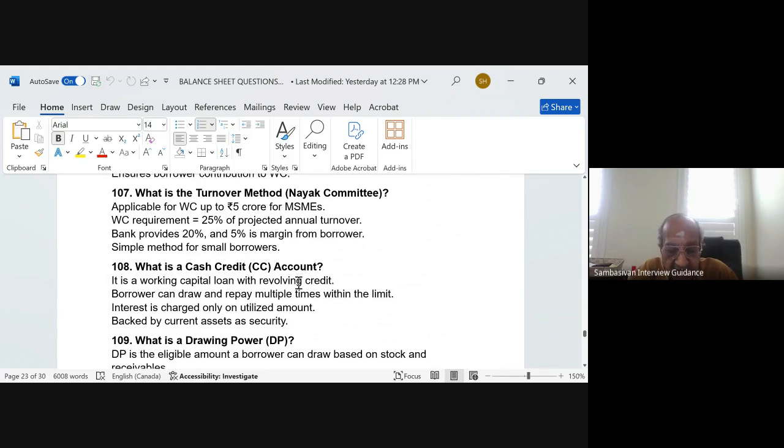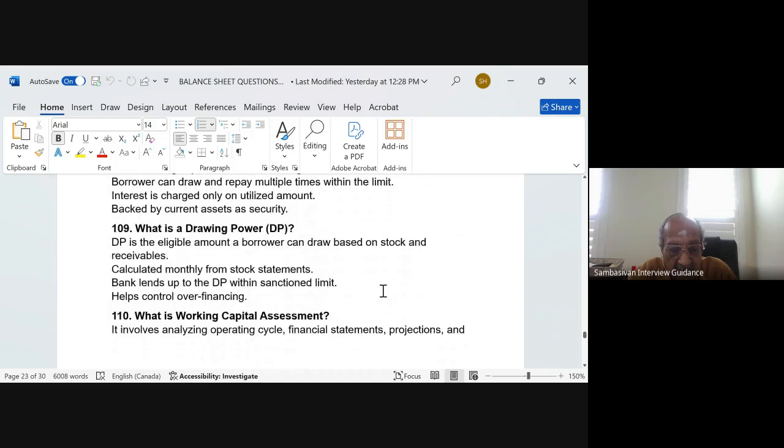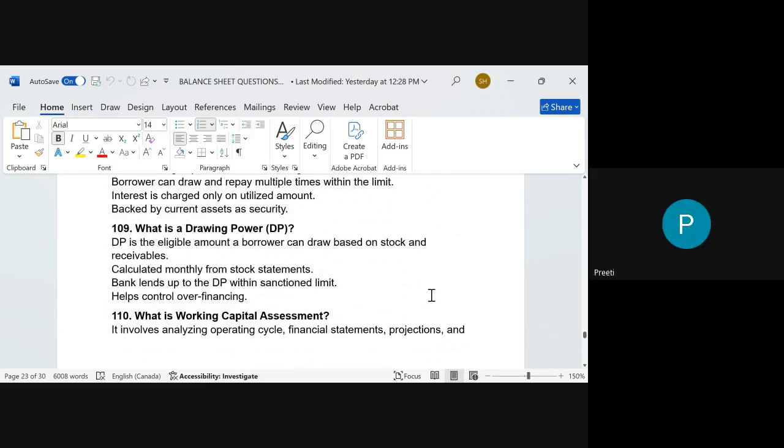I used to find it difficult to explain about cash credit account. I always used to say cash credit account is like an overdraft where the security given is the stocks. But instead, here they also give one more definition. Borrower can draw and repay multiple times within the limit. This is a good sentence. Please remember this question number 108.